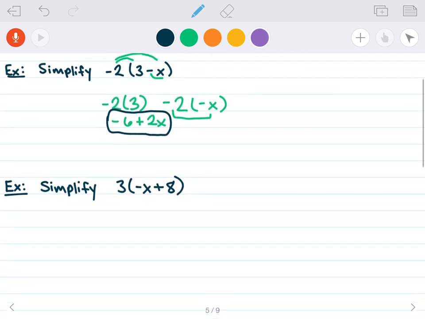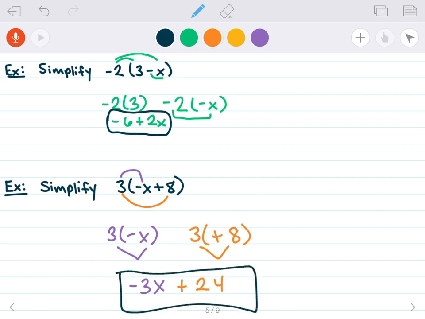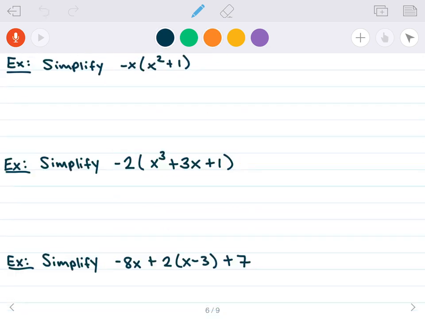Okay, let's do the next one. We have 3 times a negative x, and then we have a 3 times a positive 8. Okay, so let's do 3 times negative x, and then we have 3 times positive 8. Okay, and so this guy becomes negative 3x. This guy becomes a positive 24, and I can't simplify anymore, so this is my answer. All right, let's do some more examples.